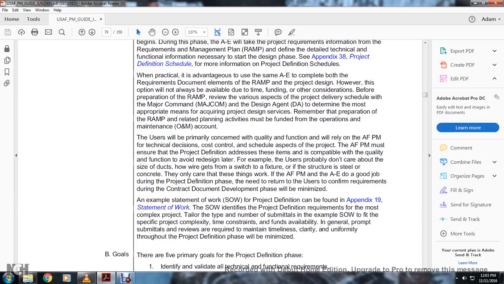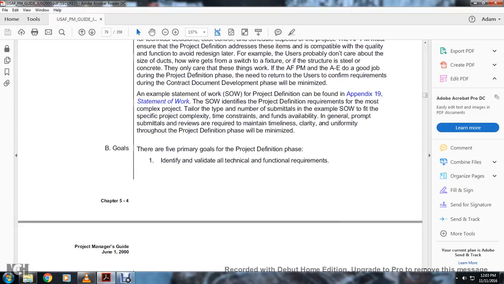Statement of work. The statement of work identifies the project definition requirements for the most complex project, tailored to the type and number of submittals. With the example statement of work, the specific project complexity, time constraints, funds availability, and general format of the submittal, the reviews that are required to maintain timeliness, clarity, and uniformity throughout the project definition will be minimized.